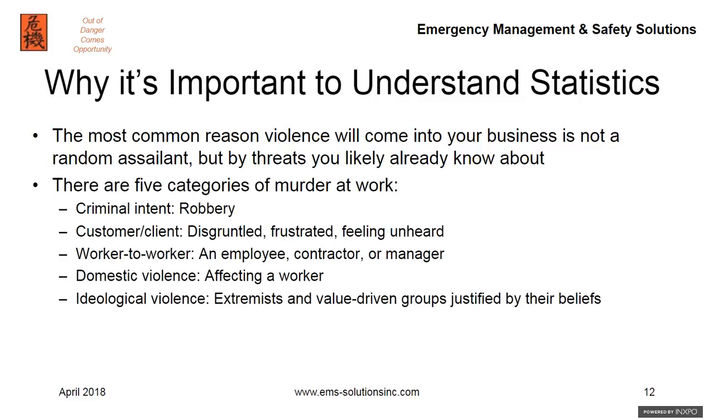And these threats primarily are in 5 areas, and I know that I'm speaking to many professionals in this webinar that already know this. Number 1 being robbery with a criminal intent, customer-client issues, which could be disgruntled individuals, frustrated people. Think of the YouTube shooting that occurred just last month, not very far from our office here in San Francisco. Worker-to-worker violence, so an employee, a contractor, or a manager. Domestic violence, where the worker is affected, but that partner comes into the workplace. And then, yes, ideological violence, such as extremists or value-driven groups that are actually justifying their belief by this case of violence.